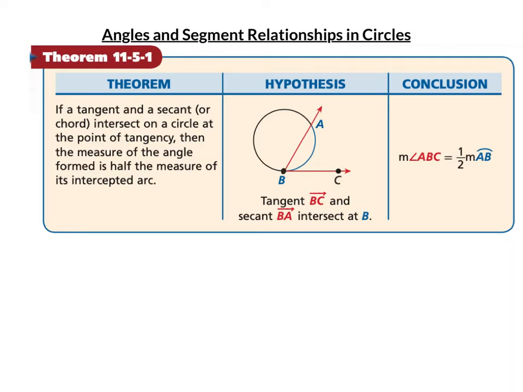B right here, measure of the intercepted arc. So this angle here would be half of that arc. If this was 100 degrees, then this angle ABC would be 50 degrees. We could also go the other direction with that. If I told you that this angle was 55 degrees, then I know the arc would be twice that. The measure of arc AB would be equal to twice that, 110 degrees.